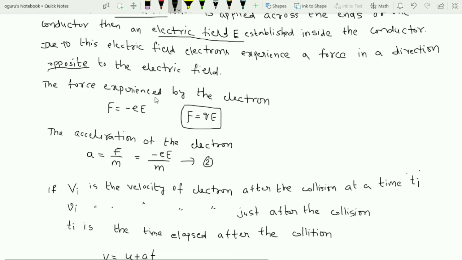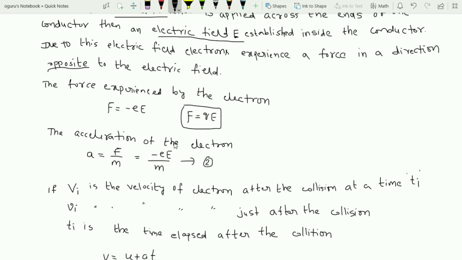Now the force experienced by the electron is F equals minus e times E. Actually, the force experienced by a charged particle is F equals Q times E, where Q is the charge of that particle and E is the electric field. Here the charge of the electron is minus e, and capital E is the electric field which is established inside the conductor due to the potential difference V.